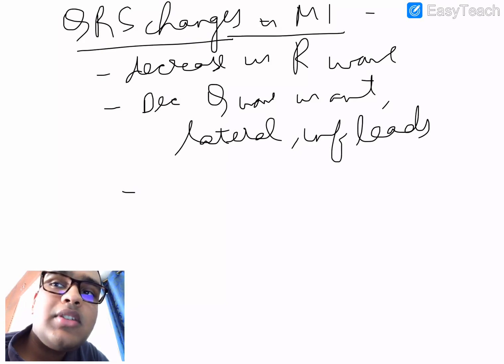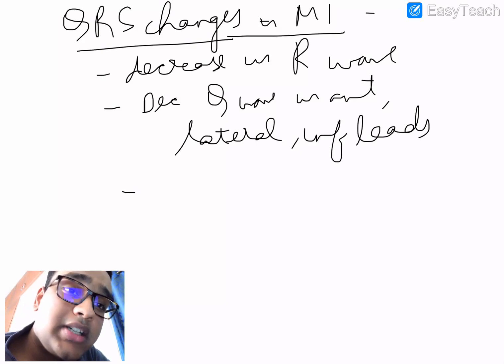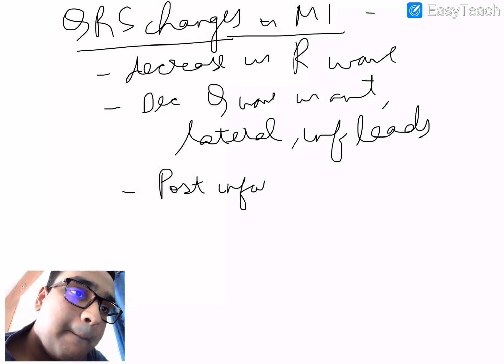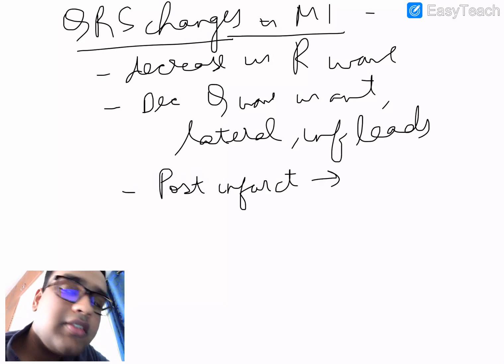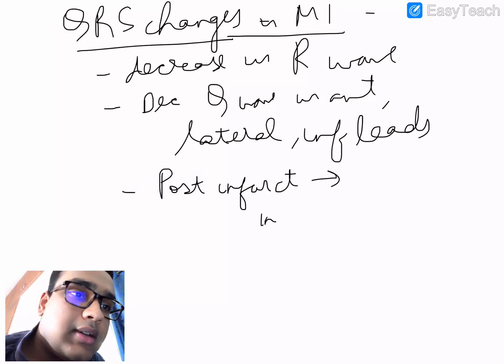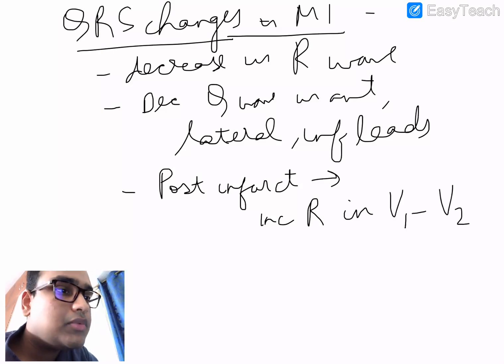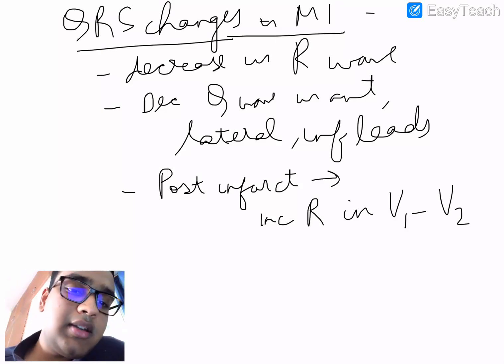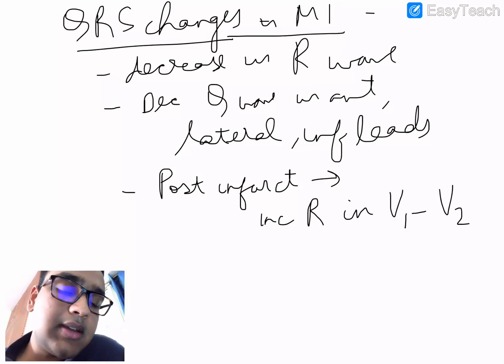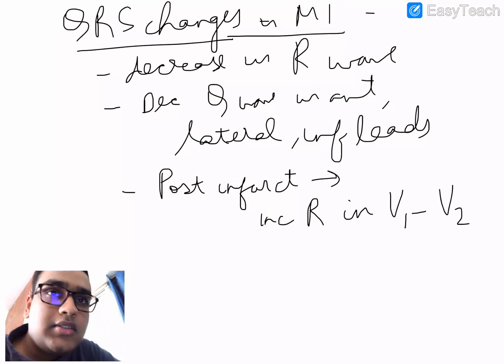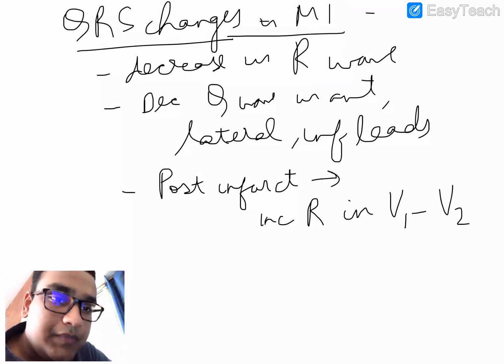And the next thing, especially in a posterior infarct, is an increase in R amplitude in V1 to V2. So in a posterior wall infarct, you can see an increase in R amplitude in V1 to V2. Now coming to the variants.